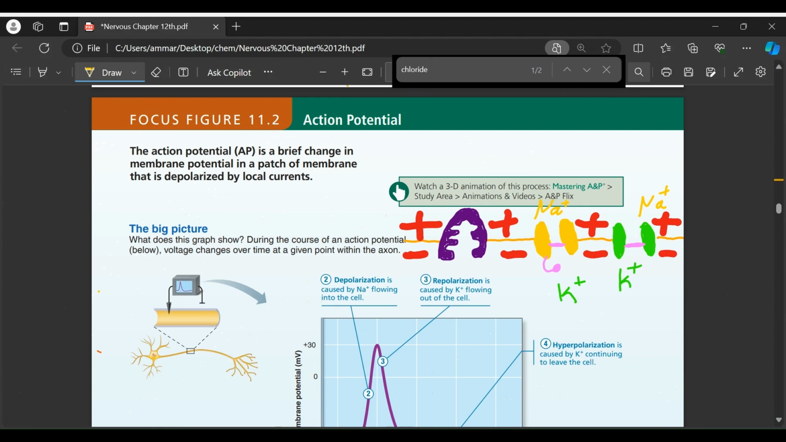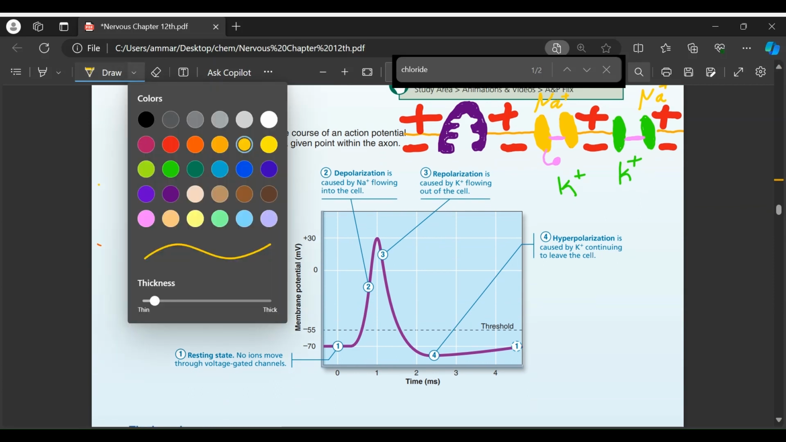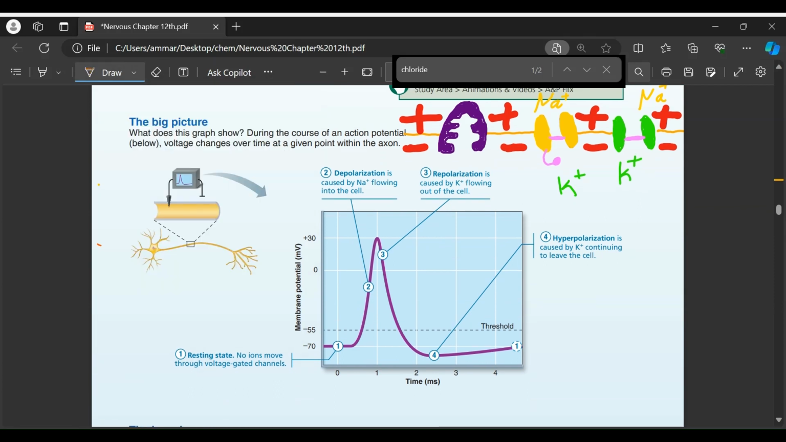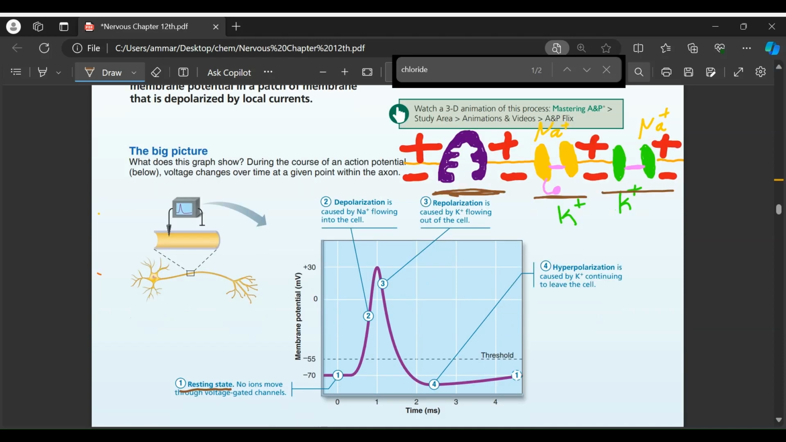Okay, guys. To simplify it, I have this drawing. Let's begin. First of all, we have the resting state. What is the resting state? In the resting state, you need to know that this one is the sodium voltage gated channel. This one is the potassium voltage gated channel. But this one is the sodium potassium pump. It also contributes in the action potential.